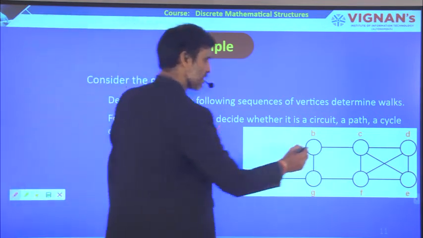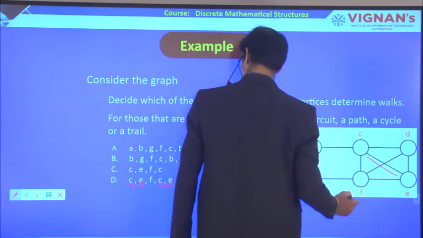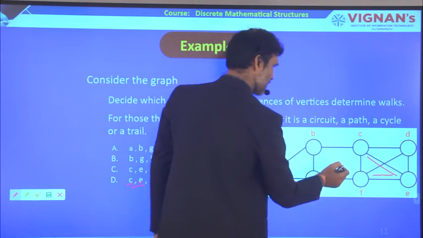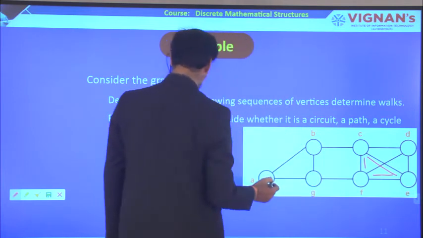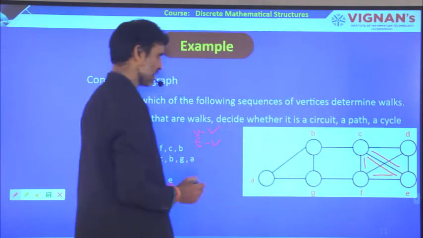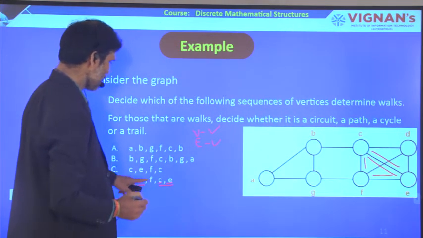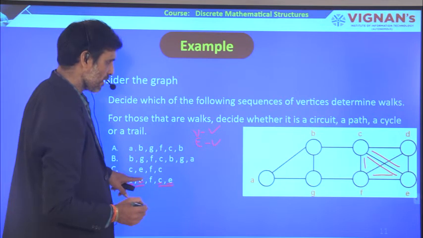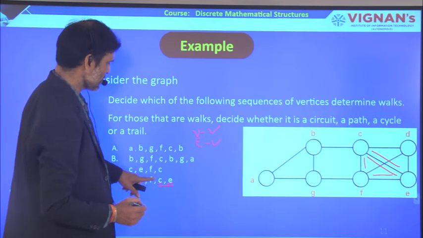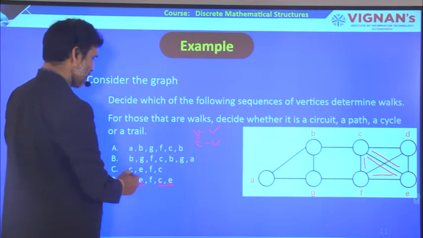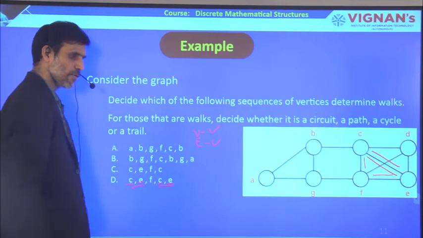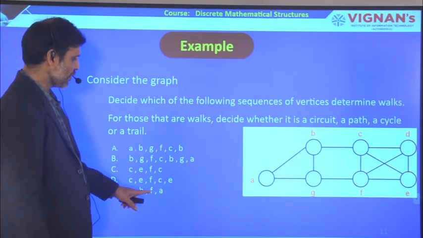C to E, E to F, then F to C, and then C to E. Vertices are repeated, edges are repeated. Again it is a walk. Next, A to B, B to F, F to A.